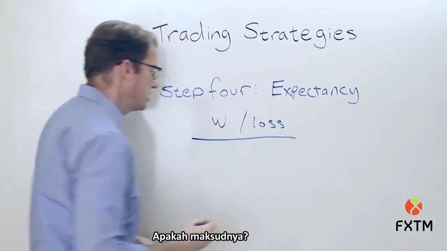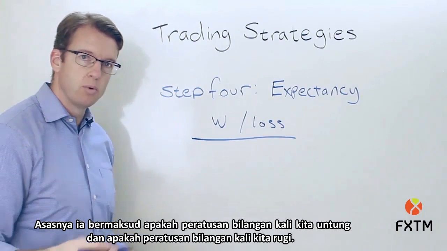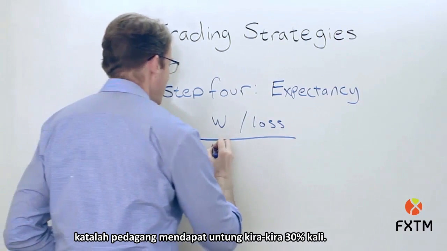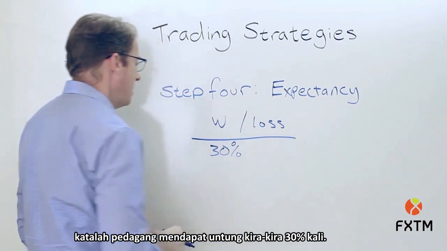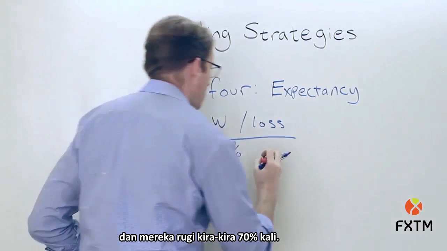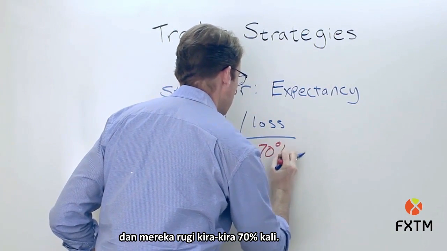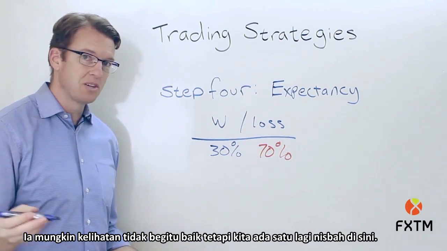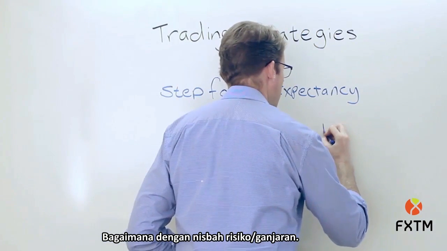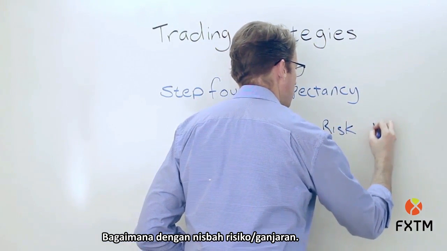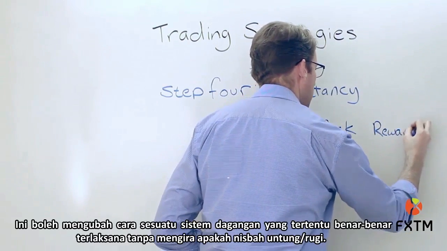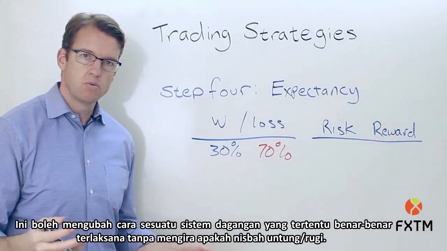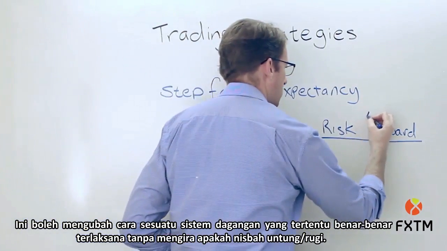Now, our win to loss ratio, what does this mean? Well, it basically means what percentage of the time do we win and what percentage of the time do we lose. So let's just do a hypothetical here. Let's say that a trader is winning about 30% of the time and losing about 70% of the time. All right, now that may not look very good, but we have another ratio to cover here. So what does the risk to reward look like? This can definitely change the way that a particular trading system is really performing, regardless of what its win-loss ratio looks like.